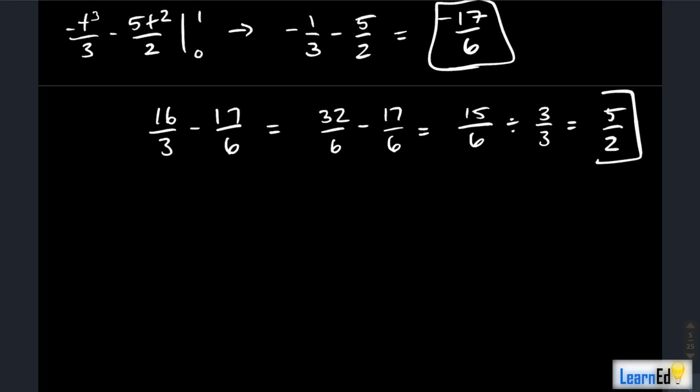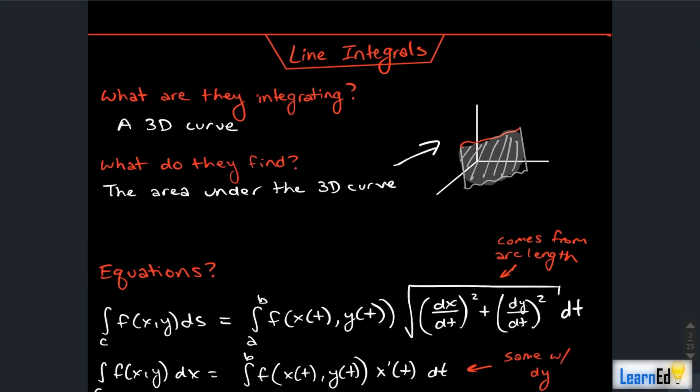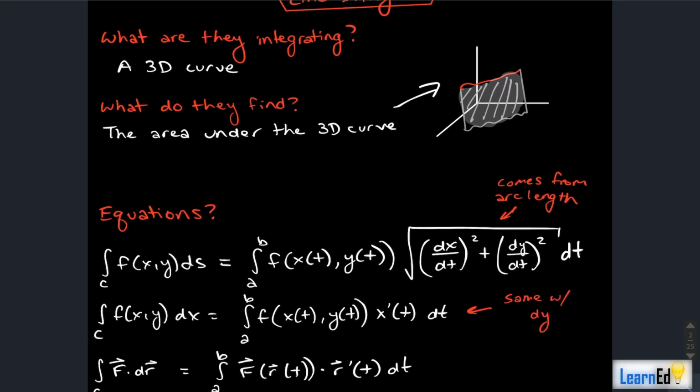So 5 halves is going to be your answer. Okay? So I know that was a lot, and I just honestly want to make sure that you are comfortable with all this. So let me recap line integrals real quick. Remember, a line integral, we are finding the area under a 3D curve.